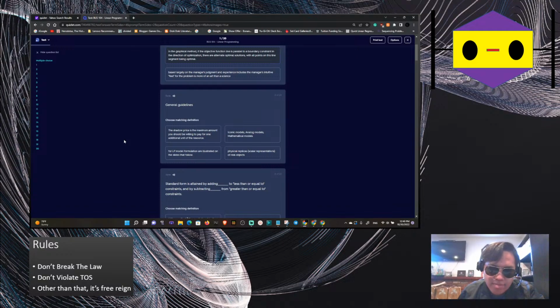General guidelines. The shadow price is the maximum amount you should be willing to pay for one additional unit of a resource. Iconic models, radical models. LP models formulation illustrated on the slides that follow. Physical replicas.